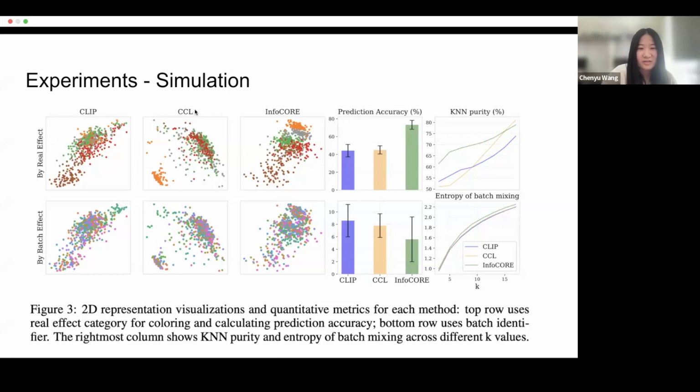And for the CCL, the batch effect labels are also well mixed. However, because the negative samples are limited, we can see that the real effect labels are not well separated except for the orange class. And our model takes both into account and has a good performance overall.